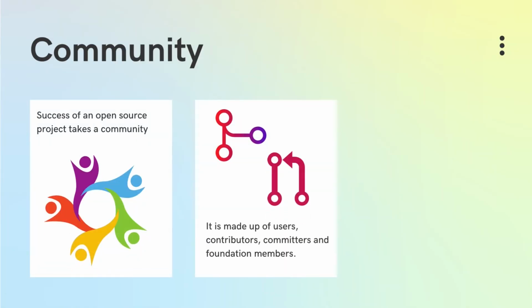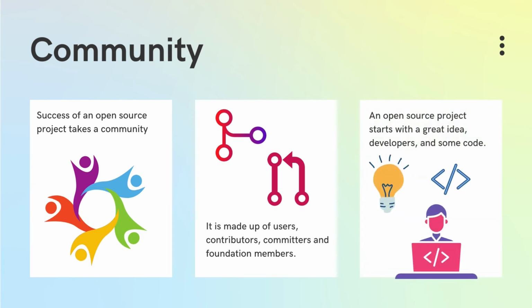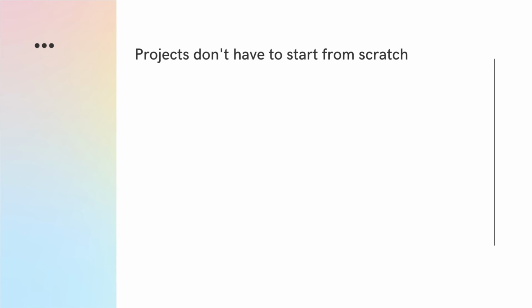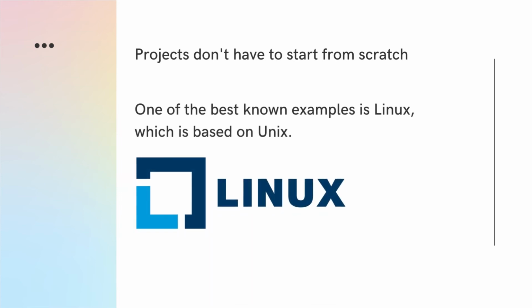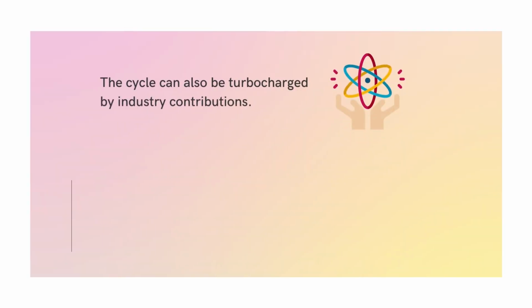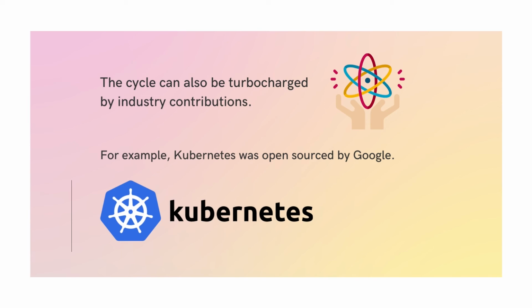Finally, the success of an open source project takes a community. It is made up of users, contributors, committers, and foundation members. So basically, an open source project starts with a great idea, developers, and some code. But projects don't have to start from scratch. They might start from another open source project. One of the best known examples is Linux, which is based on Unix. If an open source project can get community interest, it gains contributors. Contributors eventually become committers. That user, contributor, committer cycle continues. With a good idea and a bit of luck, a project gets enough regular contributors and committers that its growth becomes self sustaining. The cycle can also be turbocharged by industry contribution.